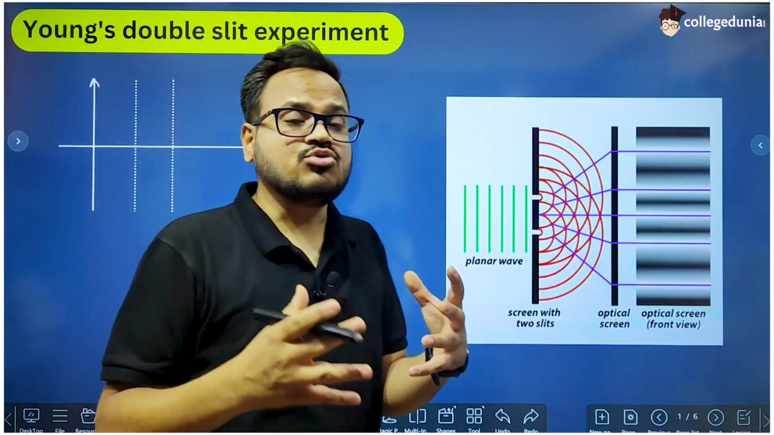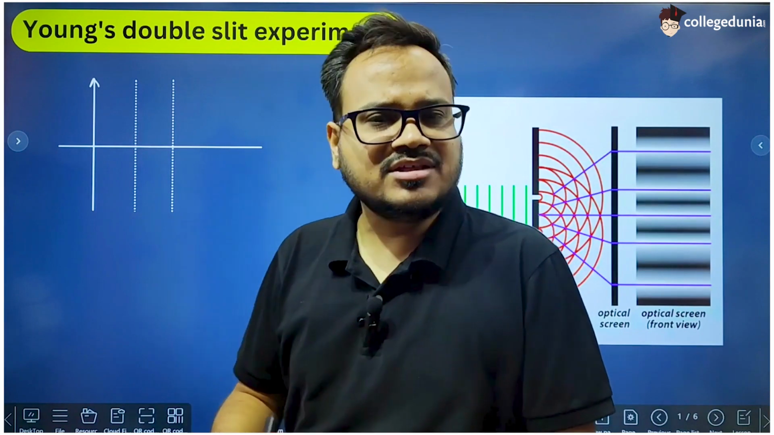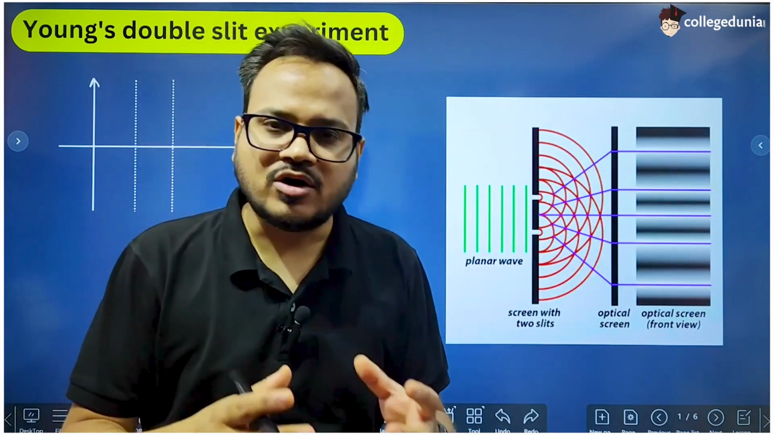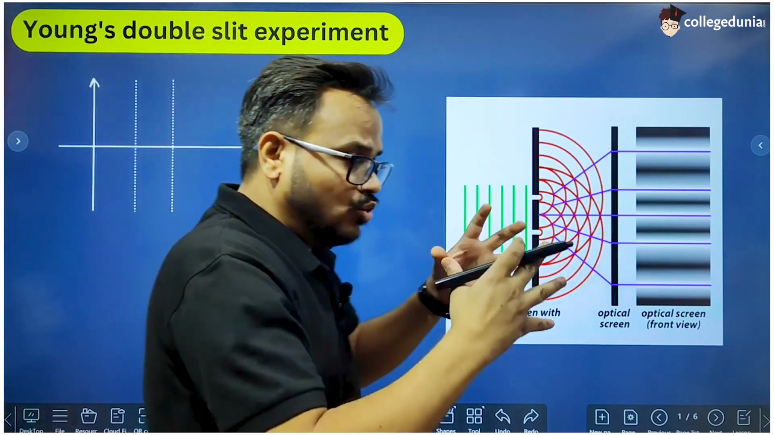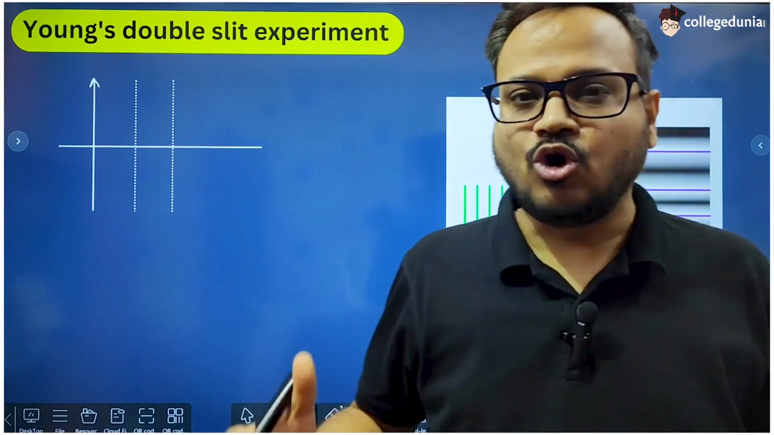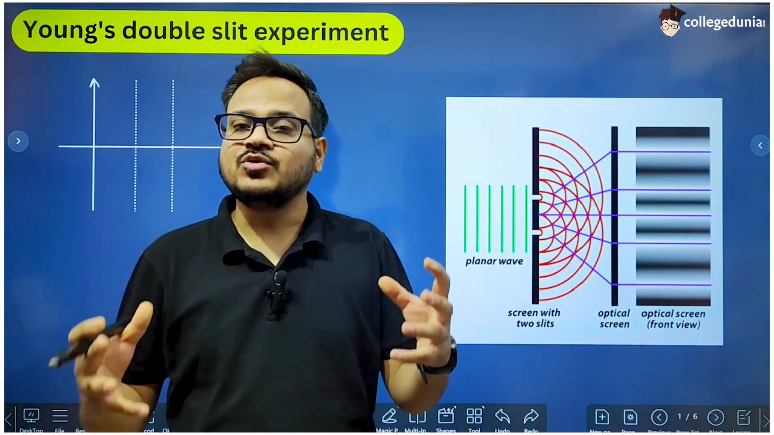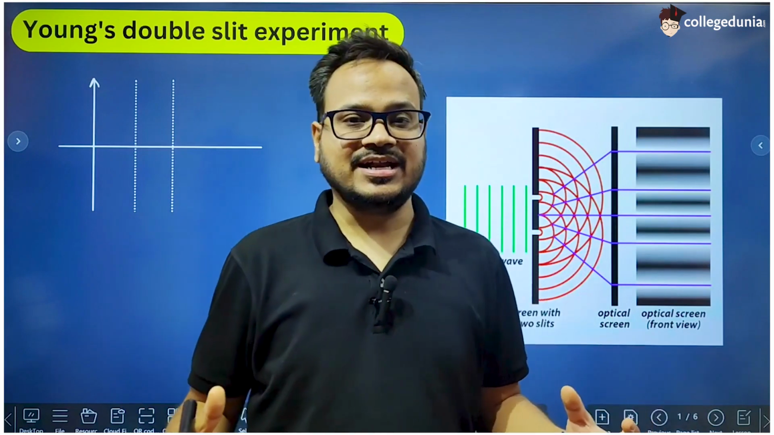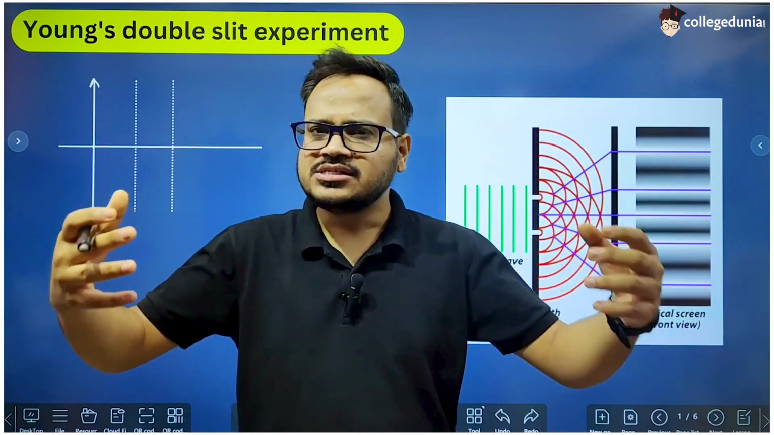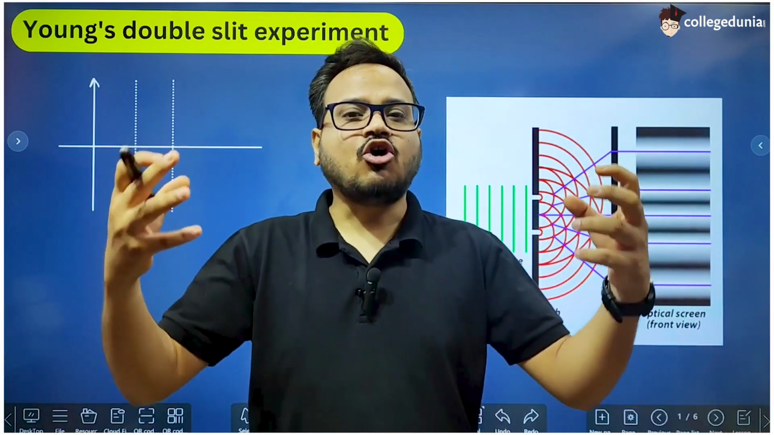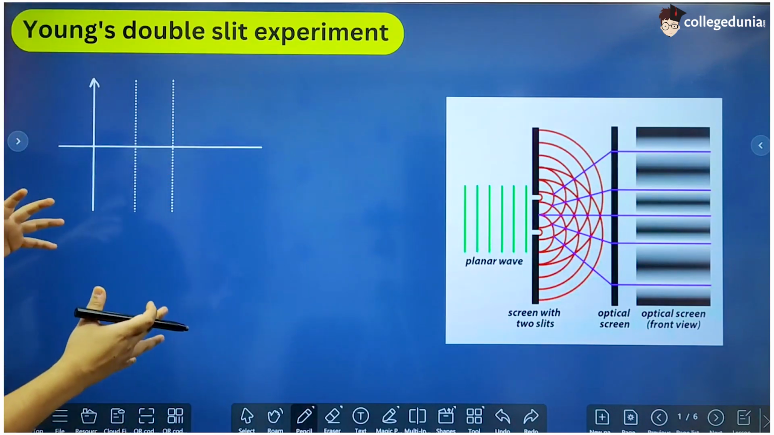Coherent sources are two sources of light which produce light of the same frequency, same wavelength, and with a constant phase difference, right? So no two different light sources can be coherent. Two coherent sources are those which are producing exactly identical light. They are emitting light of the same wavelength, same frequency, and with a constant phase difference. So Young wanted two coherent sources of light.